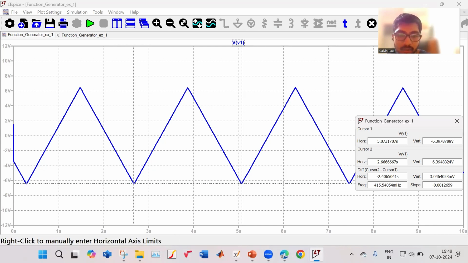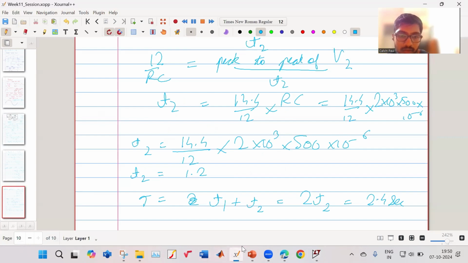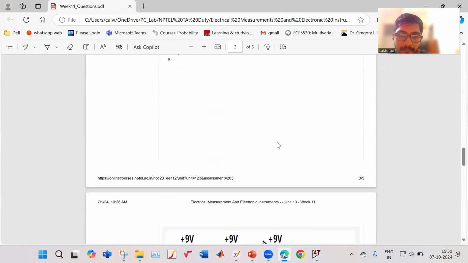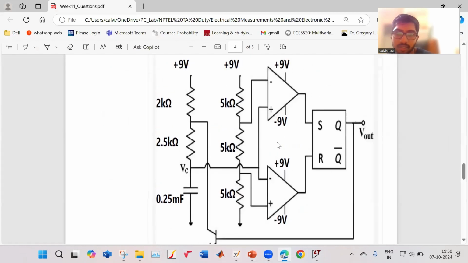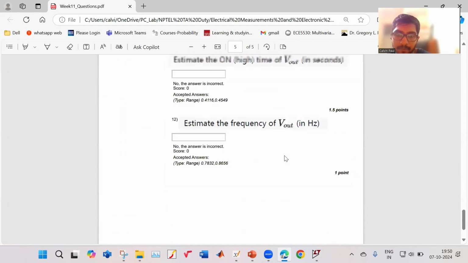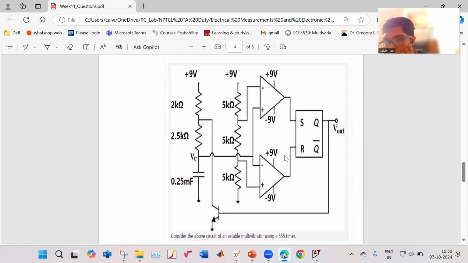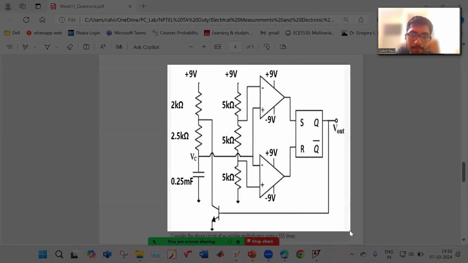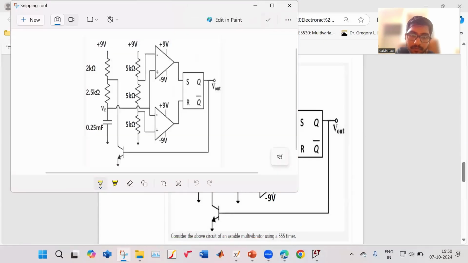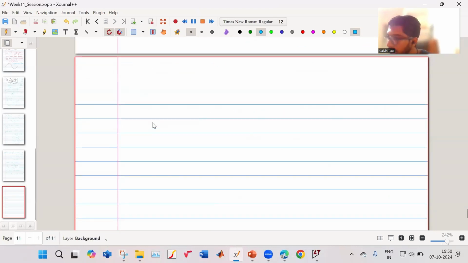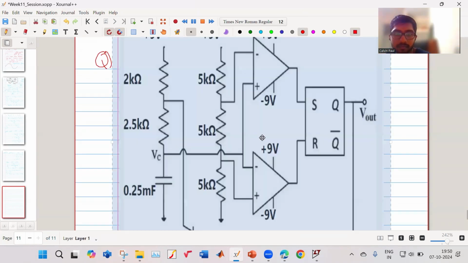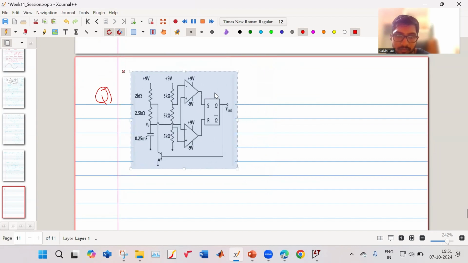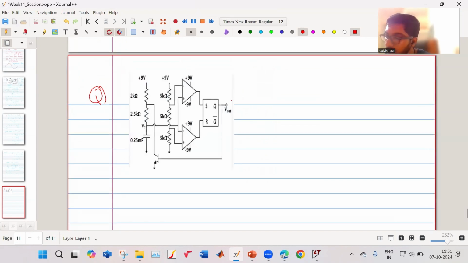Okay, now let me go to the next question. What will be the next question? So this is the question. In this question, this is the 555 timer circuit, which we know.